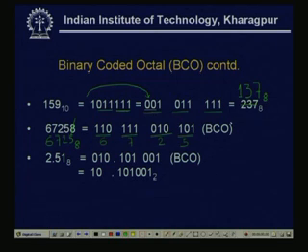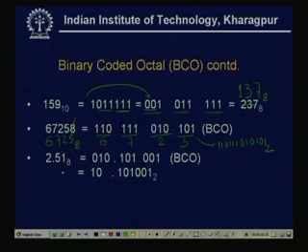What will be the binary? Because no leading zeros are there, if I just merge these 3-bit numbers, then it will be my binary, 1 1 0 1 1 1 0 1 0 1 0 1. This is my binary number.